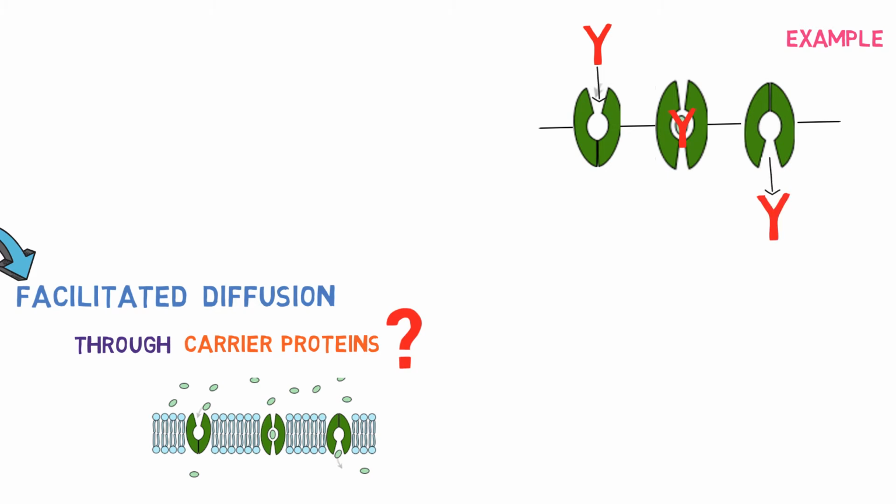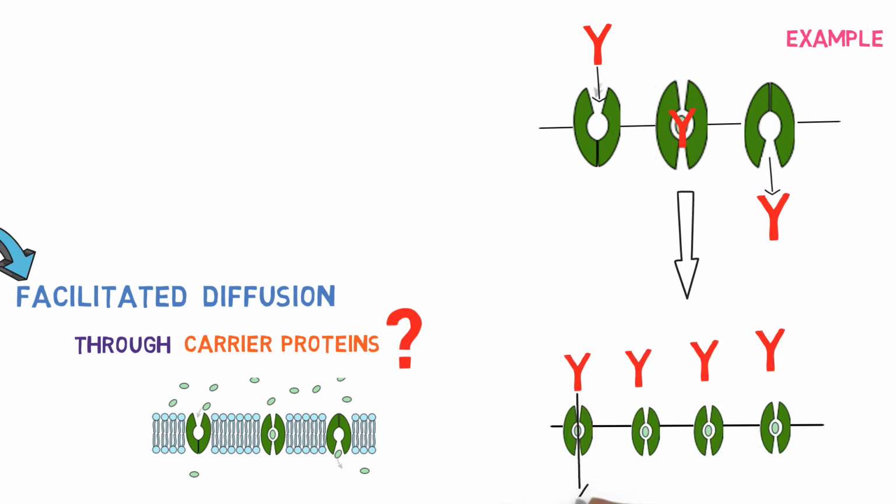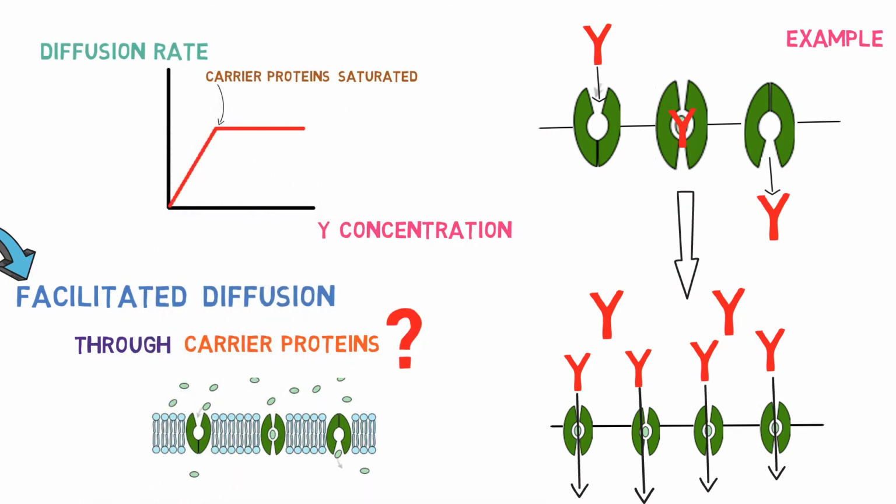There is a limited number of carrier proteins in the cell membrane. So, when the outside concentration of Y increases, carrier proteins rapidly transport Y into the cell through facilitated diffusion. But when all the carrier proteins become saturated, it doesn't matter how much the outside Y concentration increases. The membrane cannot increase the speed of diffusion as all the transporters are occupied. So, the diffusion rate becomes constant. If we draw a graph, it will look like this.